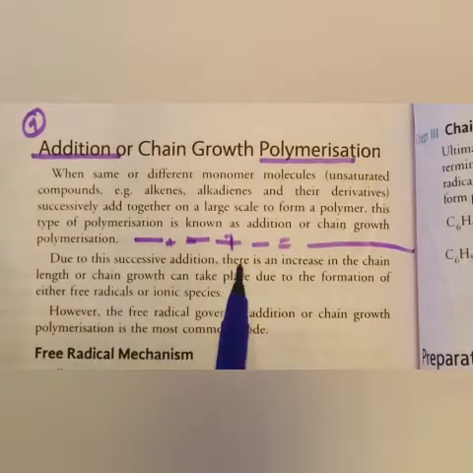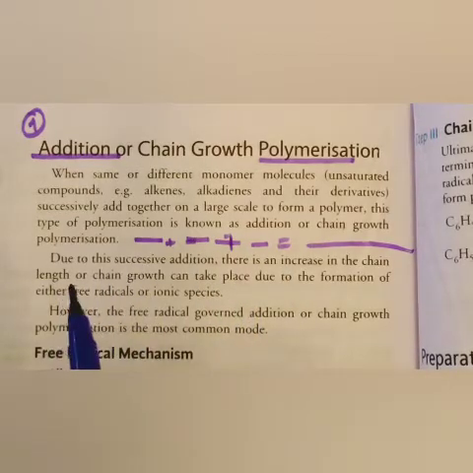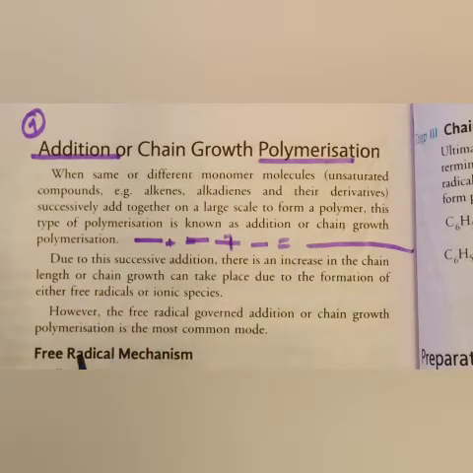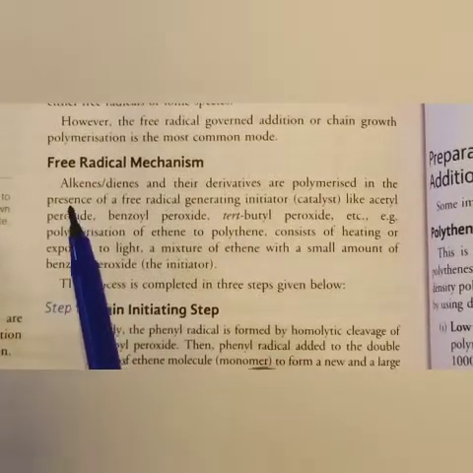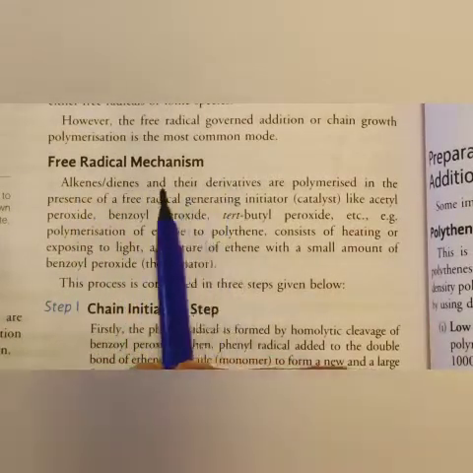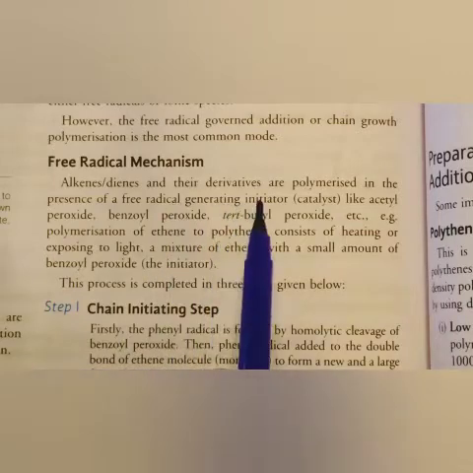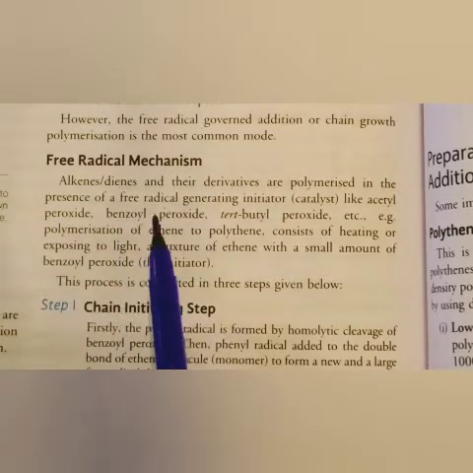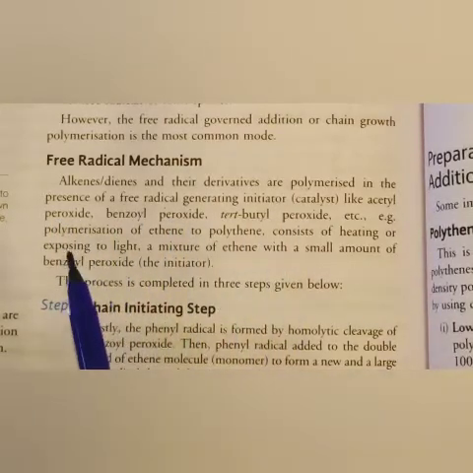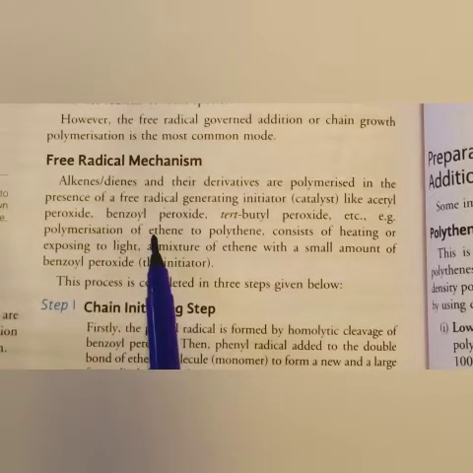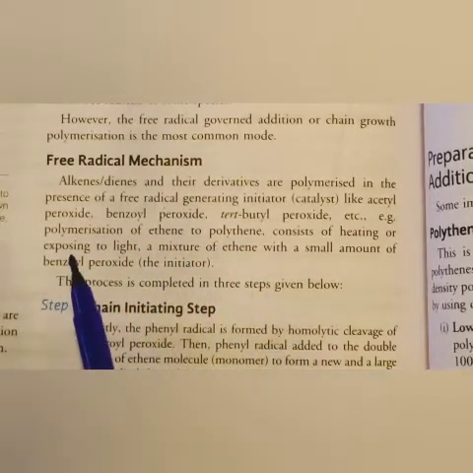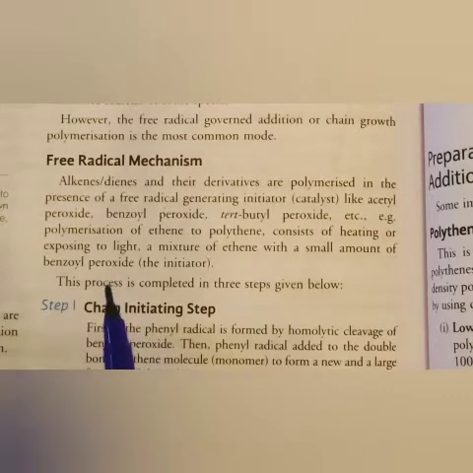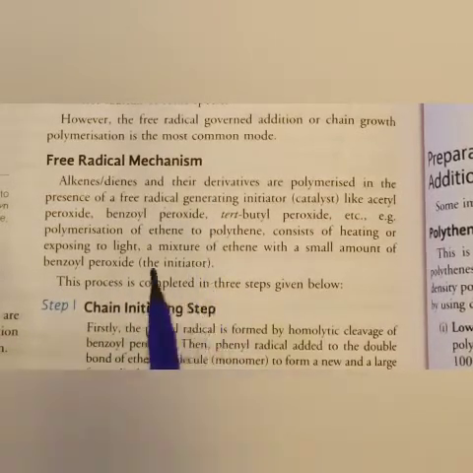Due to this successive addition, there is an increase in the chain length or chain growth. It can take place due to the formation of either free radical or ionic species. Now, what is the free radical mechanism? These are alkenes, dienes and their derivatives which are polymerized in the presence of a free radical generator, that is an initiator, like acetyl peroxide, benzoyl peroxide, tertiary butyl peroxide, etc. Polymerization of ethene to polyethene consists of heating or exposing to light. A mixture of ethene with a small amount of benzoyl peroxide will give a free radical which starts the reaction.